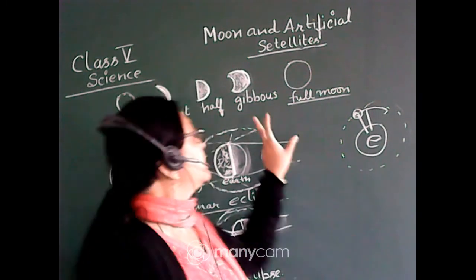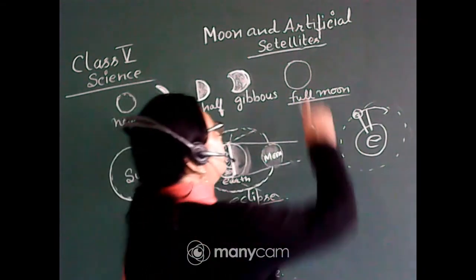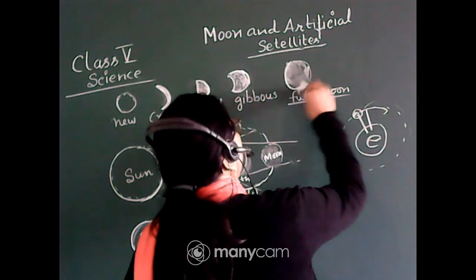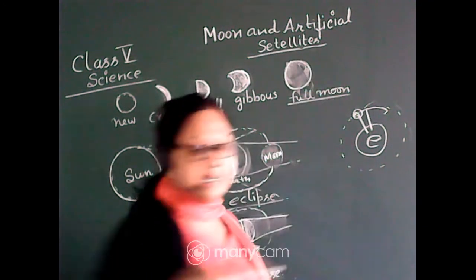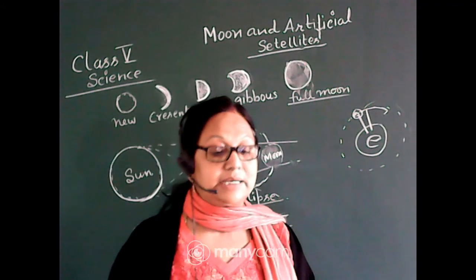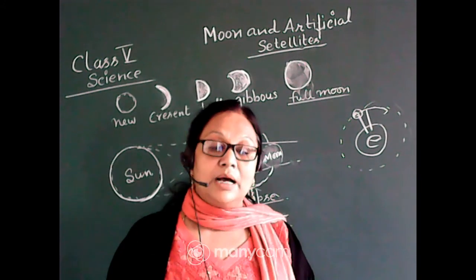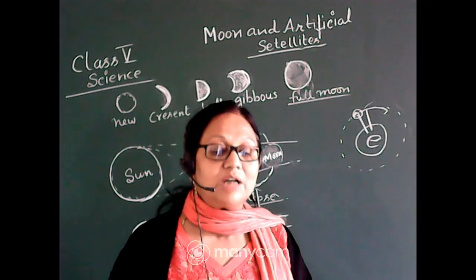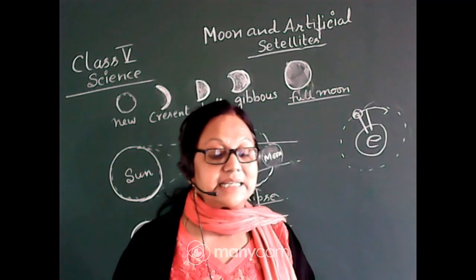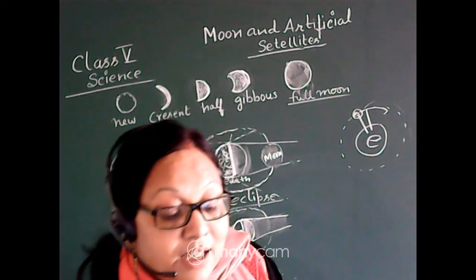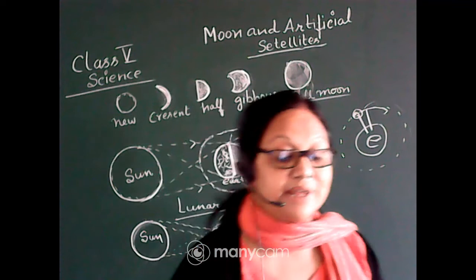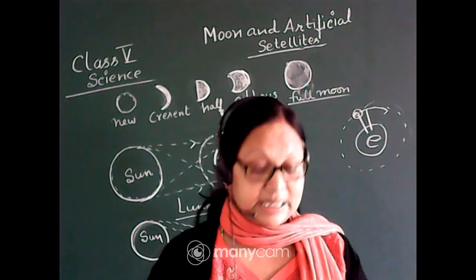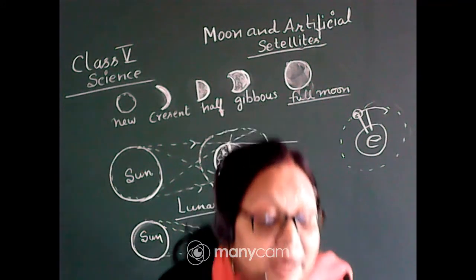And this is the full moon, when it comes thoroughly in front of our eyes. The moon which is seen to us as a whole is called the full moon. Is it Amavasya or Purnima? The full moon is actually Purnima, isn't it? In Bengali we call it Purnima. Yes, it is Purnima.